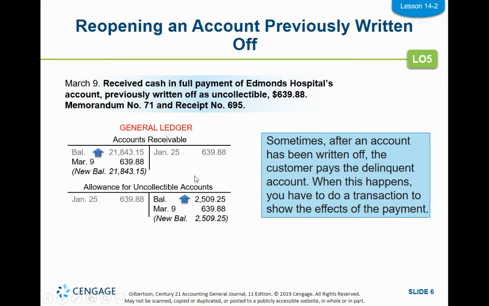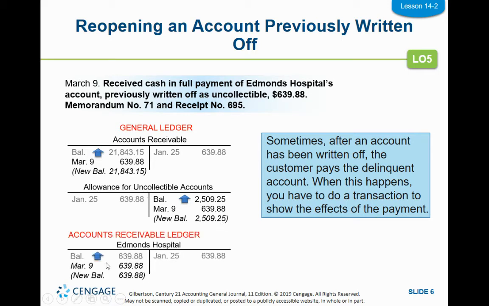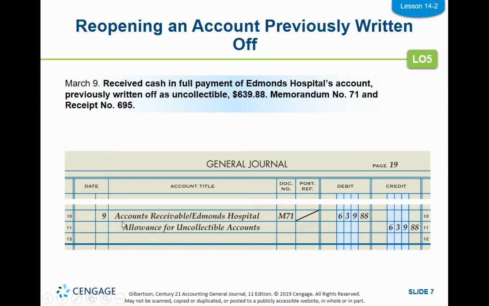You're going to go back and debit accounts receivable to increase it, to put it back into the accounts receivable account. You're also going to put it back into the allowance for uncollectible accounts. And you're also going to go back into the accounts receivable ledger and open up Edmunds Hospital's ledger again. You're basically just reversing what you did when you wrote it off. So, debit accounts receivable / Edmunds Hospital, credit allowance for uncollectible accounts. They don't call it a reversing entry, but it basically is when they pay.